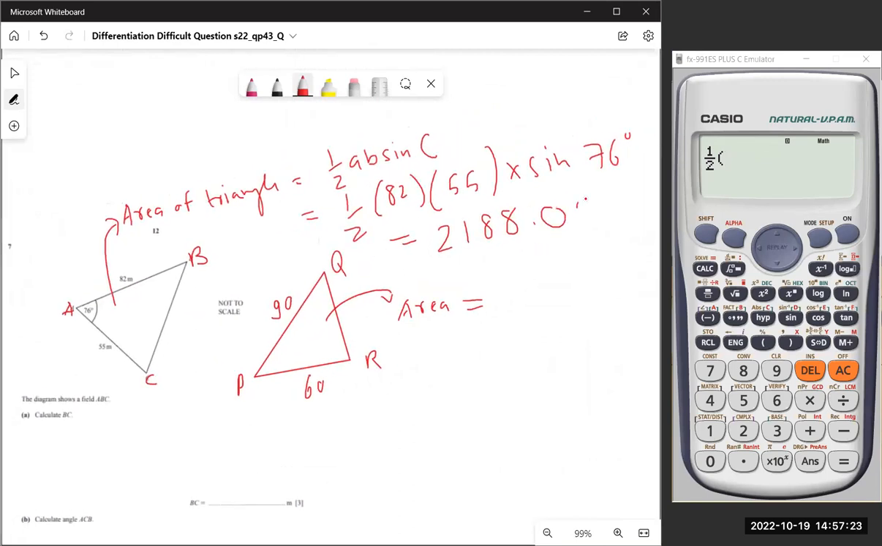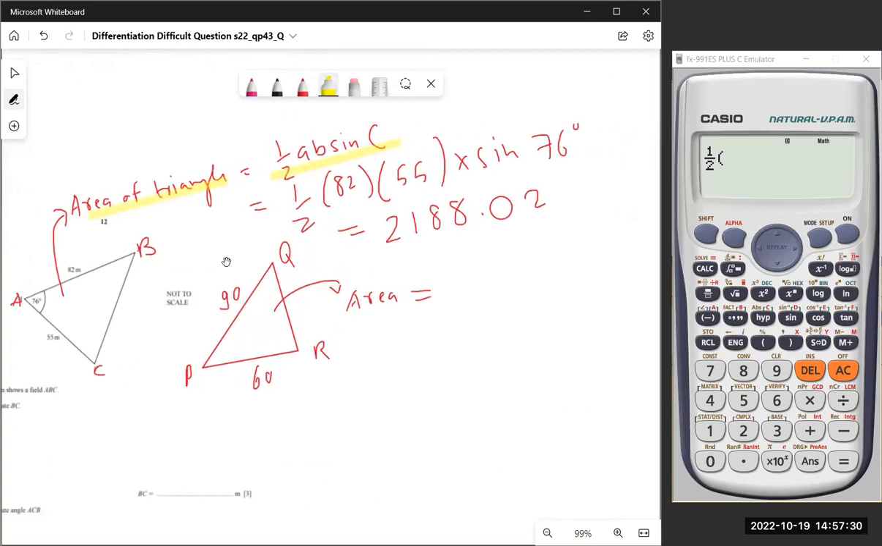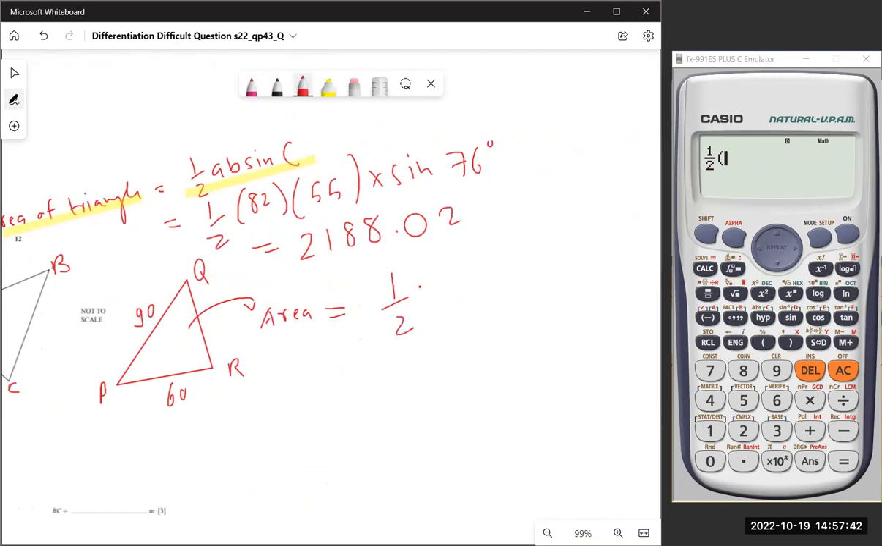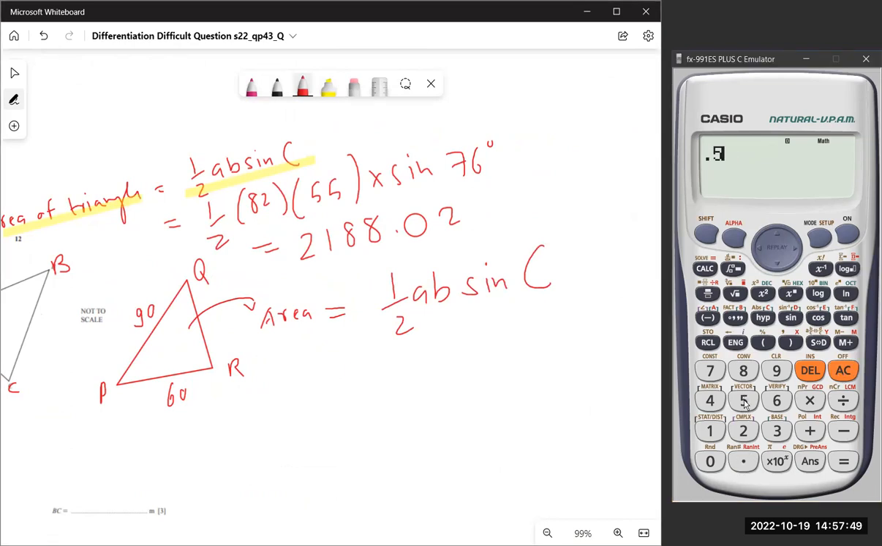Now, Anas, do you know why we do this? Because whenever you have a triangle, you use this formula. Write this in your notebook, Anas. Any questions? Whenever you have a triangle, you have to use this formula and the angle between the sides A and B. Now we'll use the same thing here, half AB sine C. Just give me 1 second, I'll check if this is correct. 82 times 55 into sine 76.